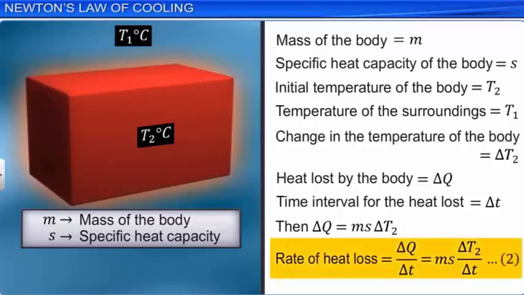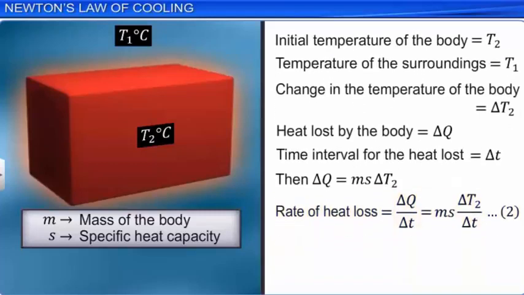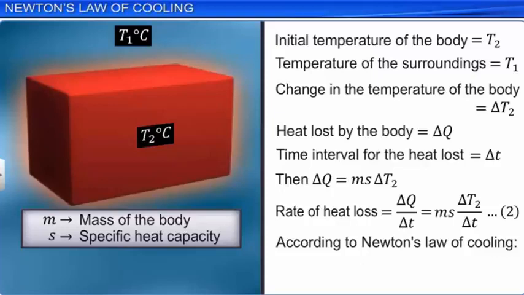But according to Newton's law of cooling, we have minus delta Q by delta t is equal to K into (T2 minus T1).